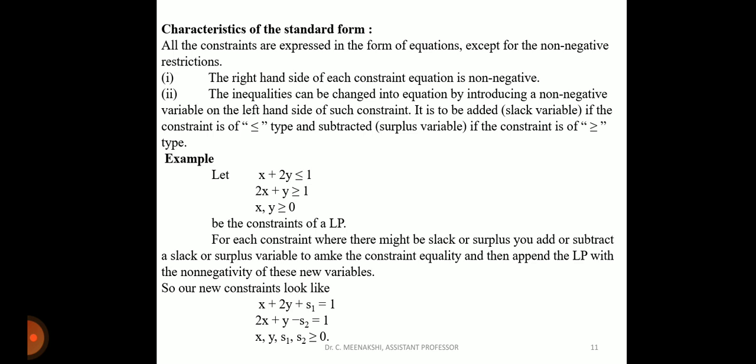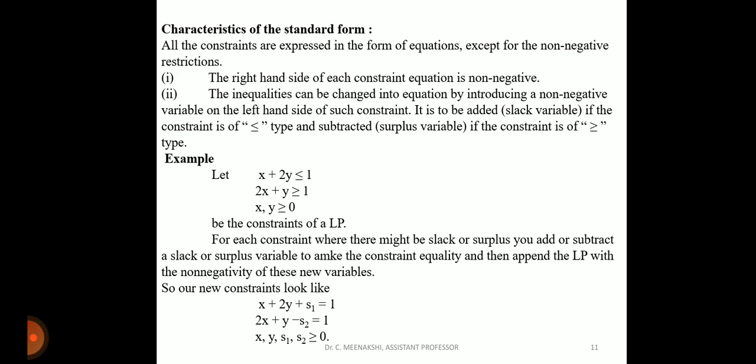Next, we see about the characteristics of standard form. The first point is that all the constraints are in the form of equation type except for the non-negativity restriction. Then second point, the right hand side of each constraint is non-negative, that is b1 b2 bm must be non-negative. Third point, the inequalities can be changed into equations by introducing a non-negative variable on the left hand side of such constraint.